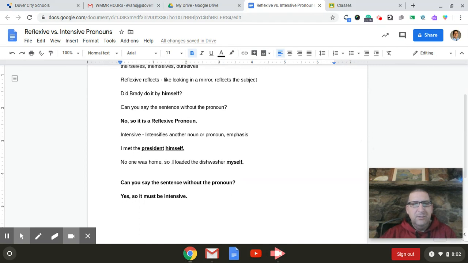The intensive just emphasizes some more. So we're saying this is the noun or pronoun that we're talking about, and then we say it again to show some emphasis and to intensify that person, place, or thing. So that is the difference between those two.